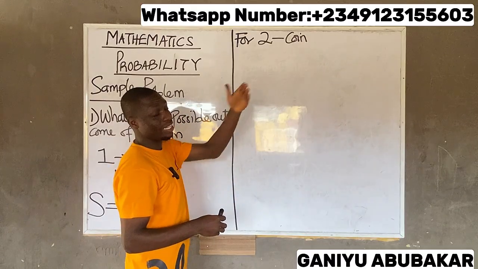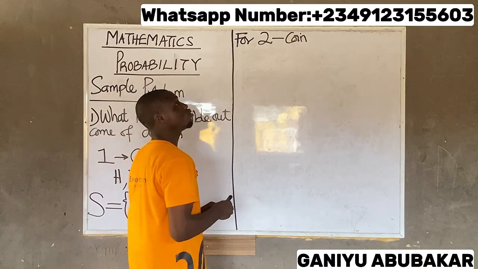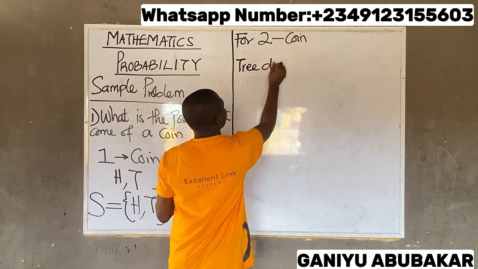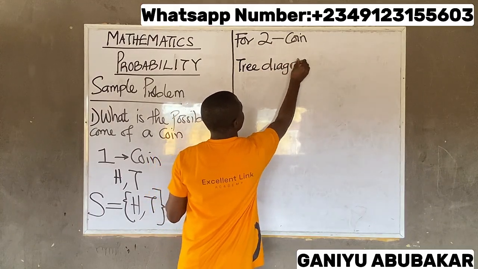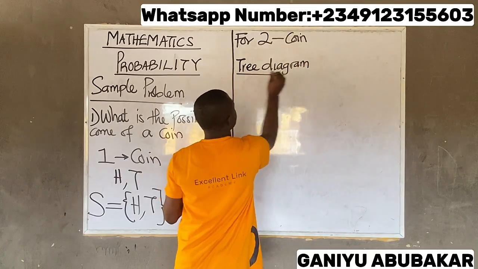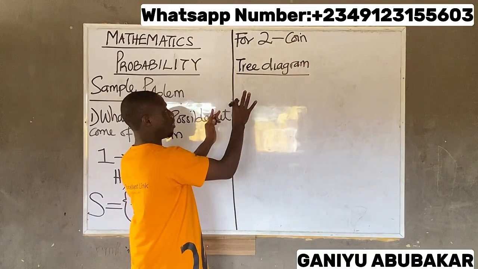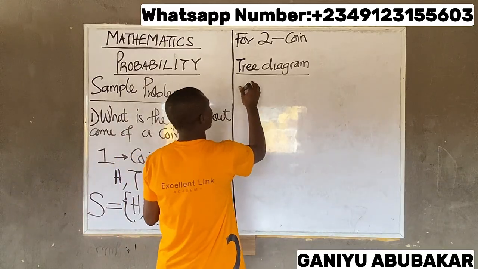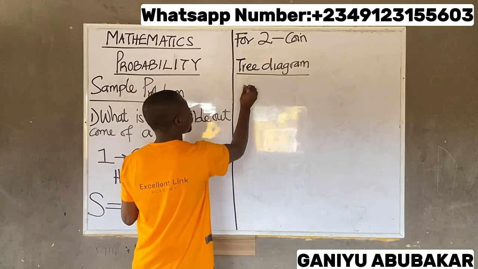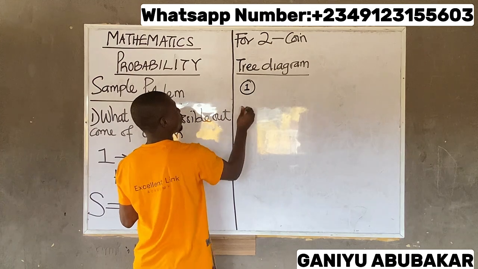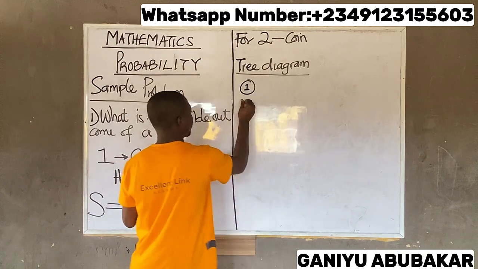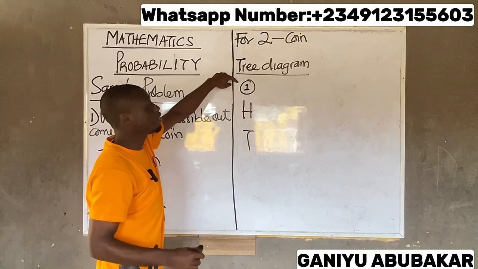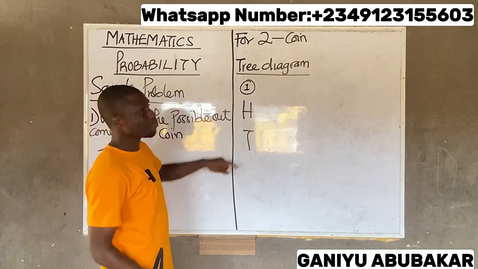And I will also use another alternative to explain this. Using a tree diagram, don't be scared. This is my first time mentioning tree diagram. Just hold on, just watch. For one coin, for our first coin, I'll have head and tail. One coin gives you head and tail.